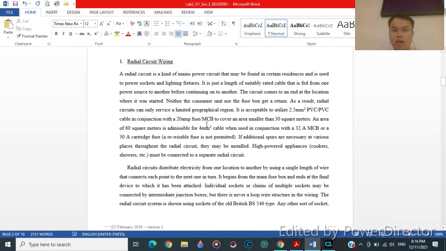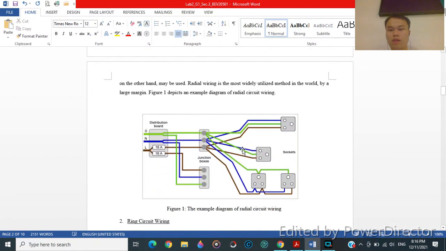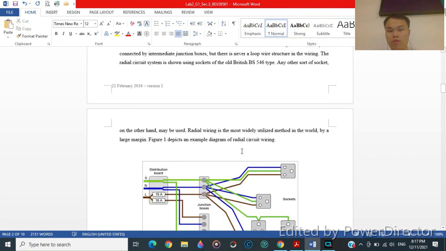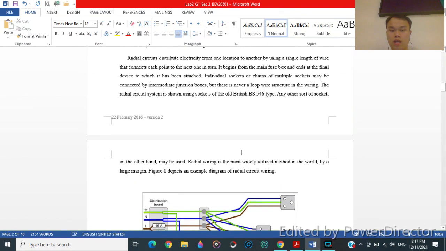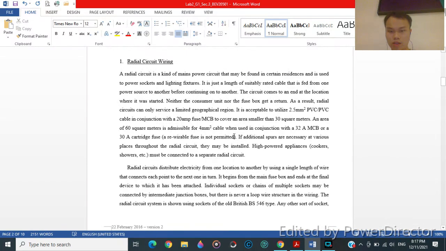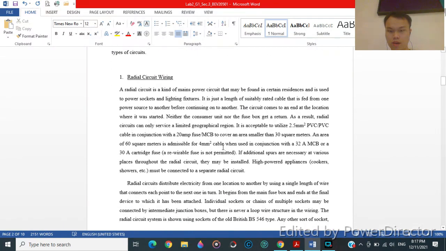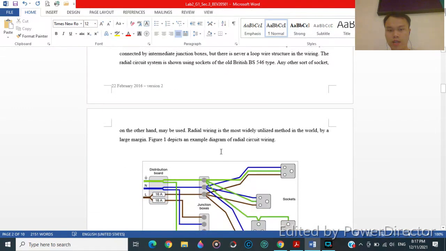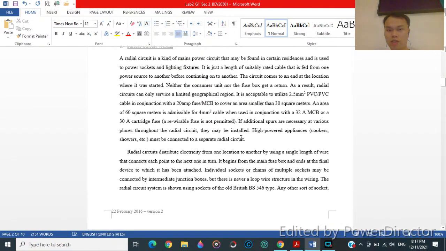Okay, for radial circuit, it is fed from one power source to another before continuing on to another. So it's just only a one-way circuit going from the power source to the end of the socket. It's not going to return to its distribution board. So radial circuit is developed in an earlier stage of electrical wiring system.